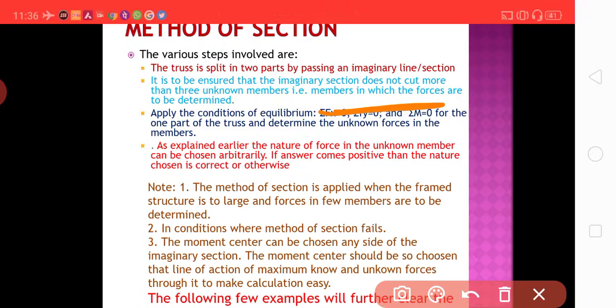And another condition is when the method of joints fails to give the results, then the method of sections is applied. That we will discuss sometime in the revision time, because if I deal with this here, you will get confused. So I am not taking that into consideration now, but we will talk when we are revising the syllabus again. We will take this into consideration and solve a few problems on this.